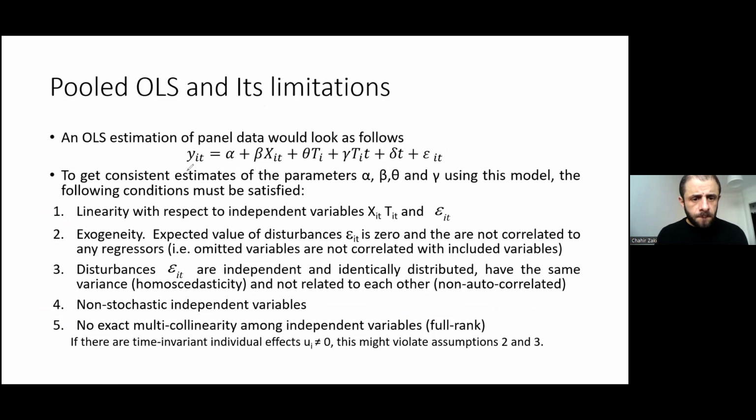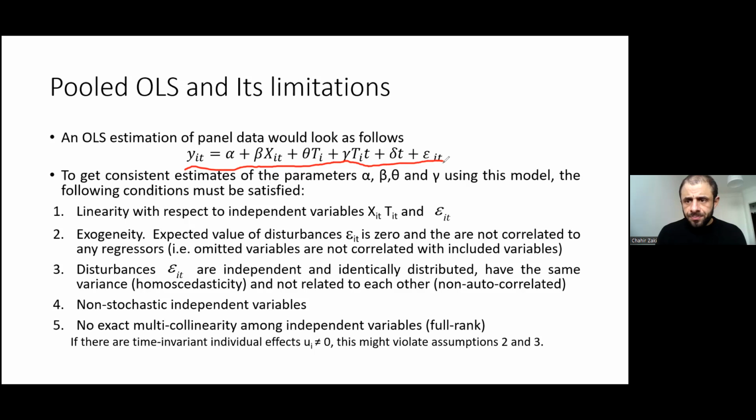okay, where we have y_it equal to alpha plus beta x_it plus gamma t_it plus theta t, and the error term. So we have a first set of assumptions that we have already seen, so it will be quick.